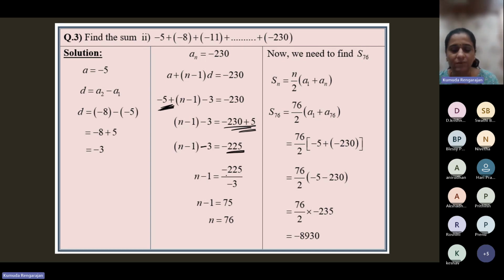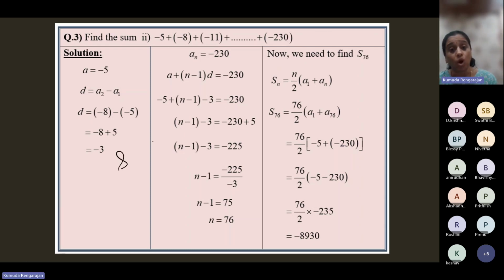Now this minus 3 will come for division, because it's into minus 3, so it comes for divided by minus 3. So minus and minus cancels. 225 by 3 is 75. And N is equal to 75 plus 1, 76. So there are 76 terms in this arithmetic progression, and minus 230 is the 76th term.